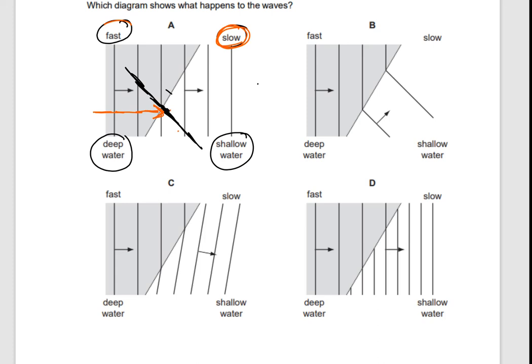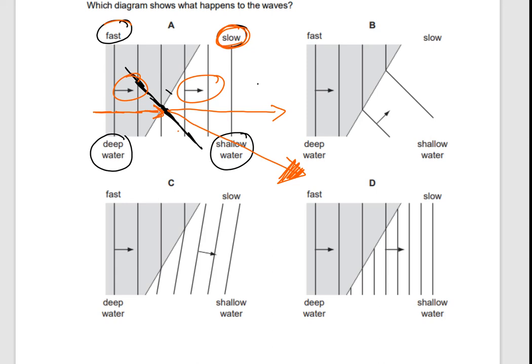So the supposed direction of the wave is this, but it doesn't go that way. Rather, it should be bending towards the normal. This should be the actual direction of the wave. In which of these figures do you see that? Obviously the first one, you see the wave going straight through, which is not the case. It should be bending towards the normal.